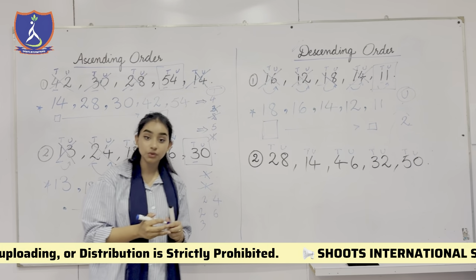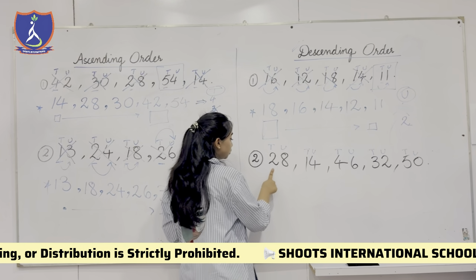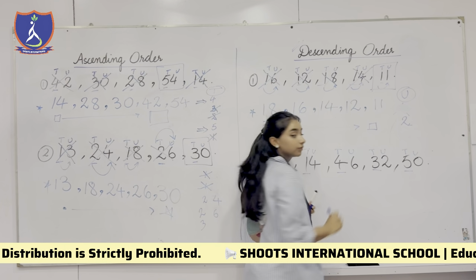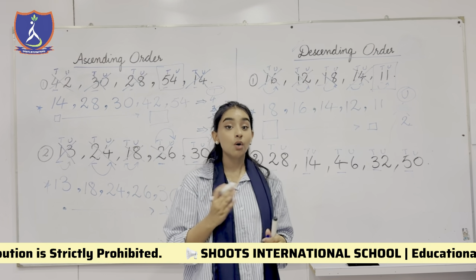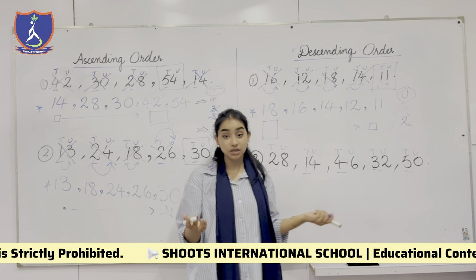After writing tens and units, the first step is we are going to look at the tens value: 2, 1, 4, 3, 5. That means we have numbers from different families. Now all the tens are different. So we don't have to move towards the units.